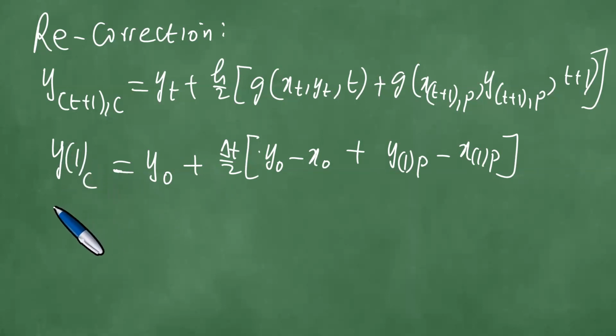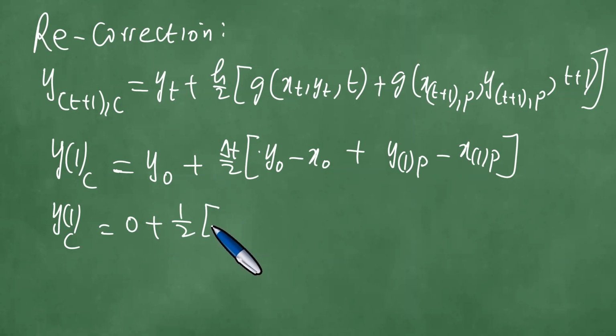So what is the answer? Okay, let's analyze this. So you have y1c. Now y0 here, this point, we know that is 0 from the question. Delta t is 1 over 2. And then we have y0, we know very well it's 0, and x0, we know very well that it's a 1.